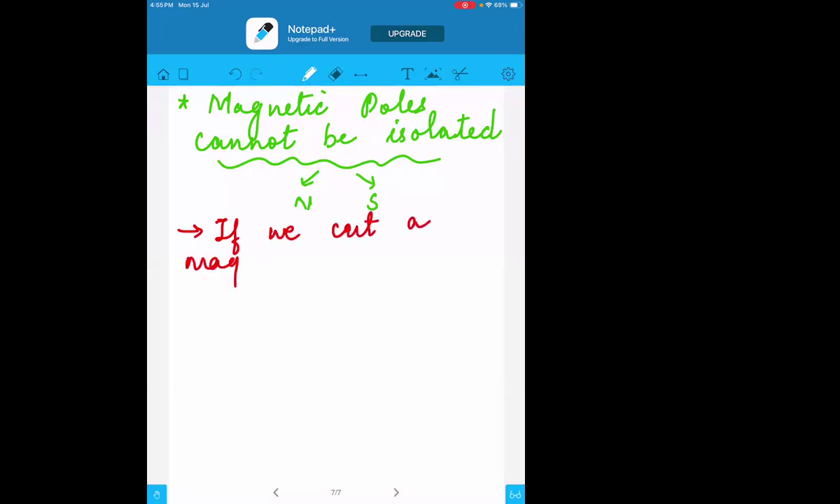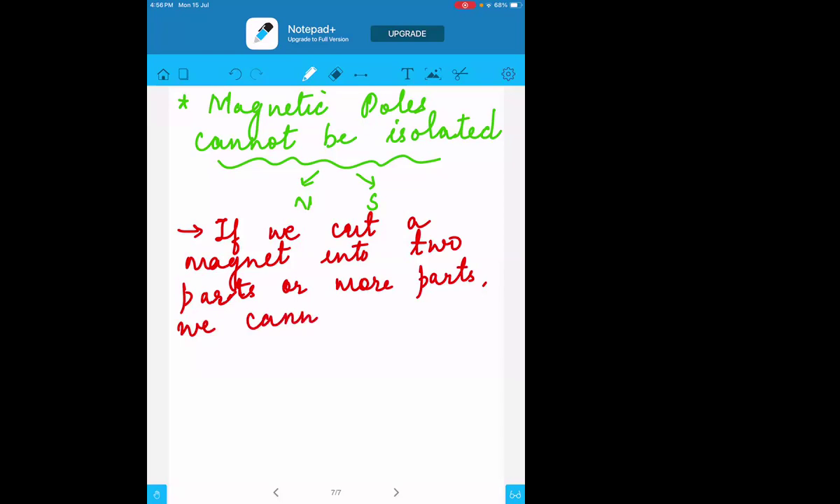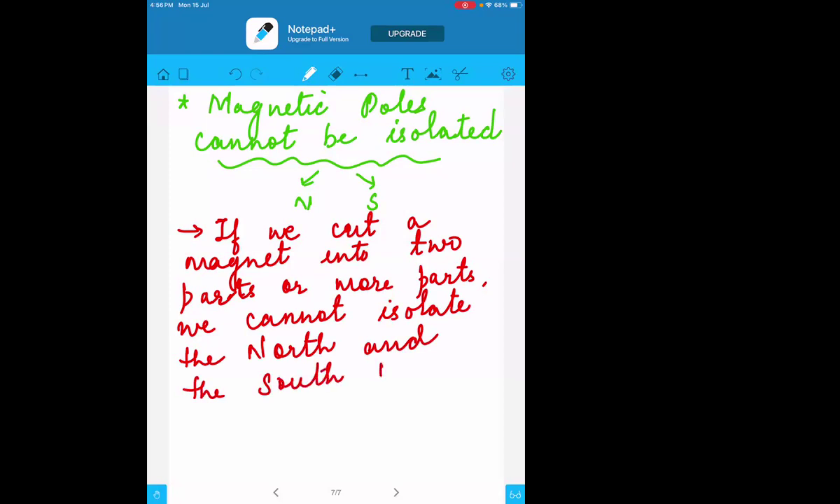or if we break down a magnet into two parts or more parts, we cannot isolate. So if it is three parts, four parts, six parts, whatever the parts are there, we cannot isolate, which means we cannot separate the north and the south pole. So if we want that all the north pole should come one side and all the south pole on one side, it is not possible at all.